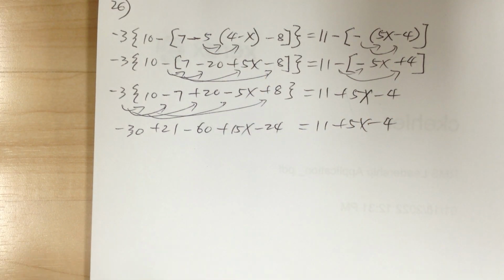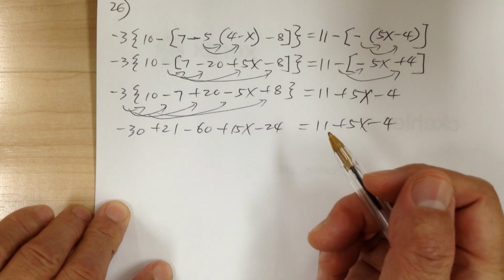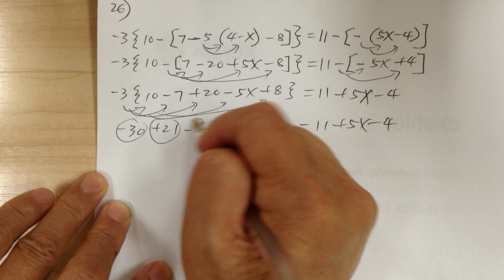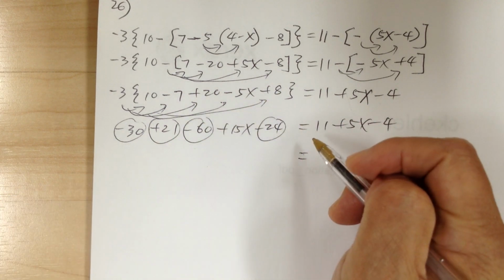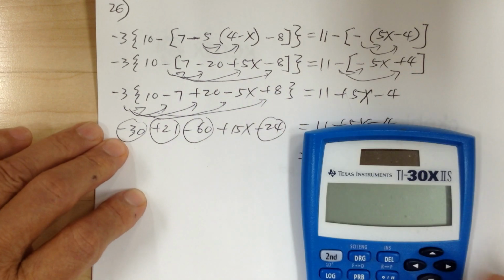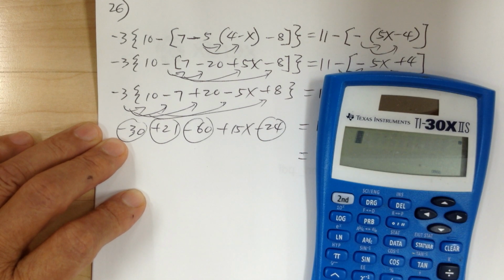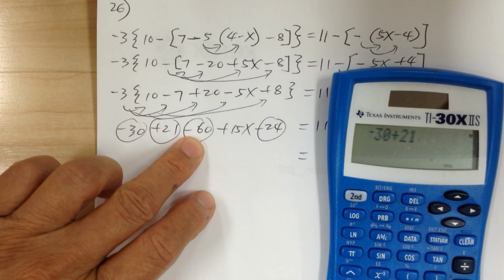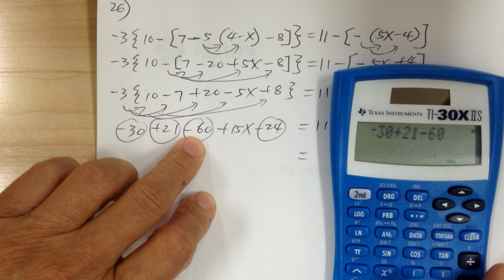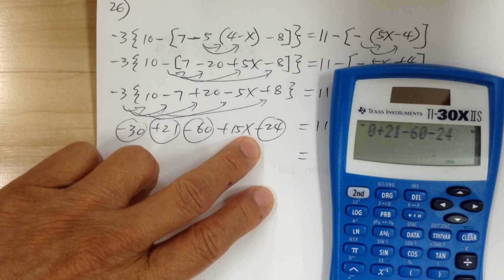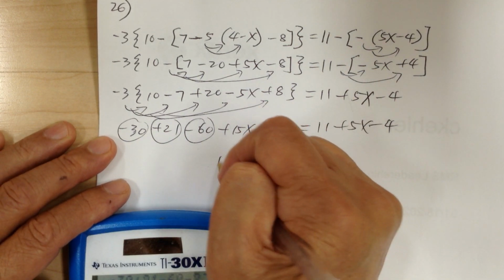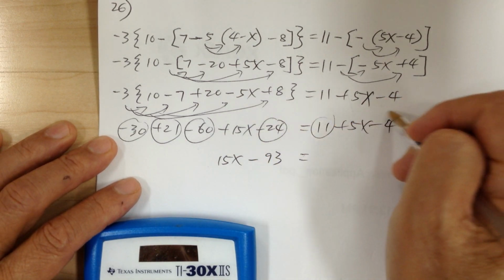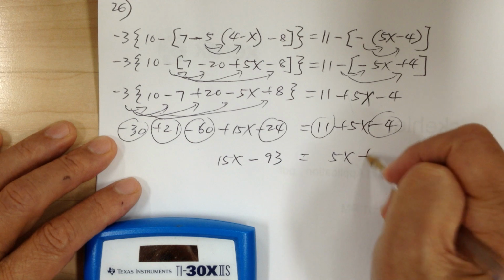Now let's combine the like terms. Again, get your numbers. All this, you can use your calculator to work it out. So you got negative 30 plus 21 minus 60 minus 24. So you got 15x minus 93. This one you can just combine, so you got 5x plus 7.